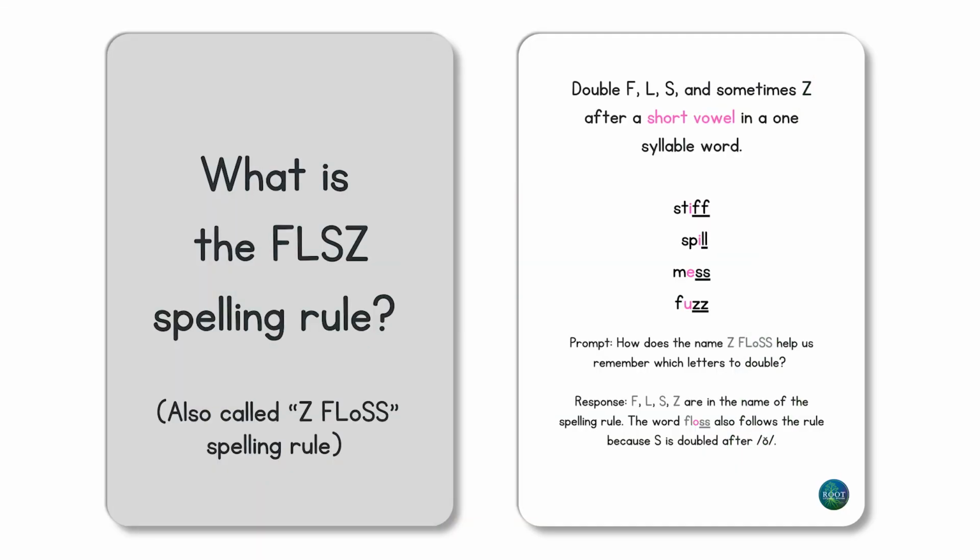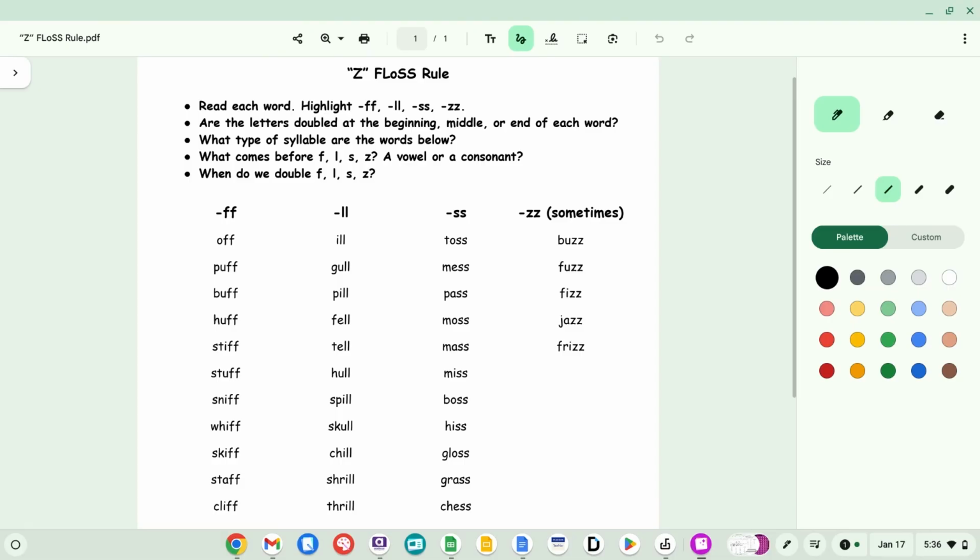Today, we are going to talk about the Floss rule. What is the FLSZ spelling rule? I like to call it the Floss rule. All it is, you double the F, L, S, and sometimes Z after a short vowel in a one-syllable word, like in the words stiff, spill, mess, fuzz.